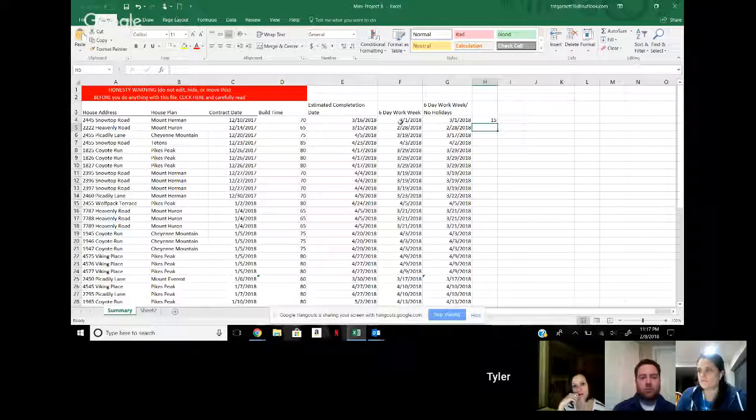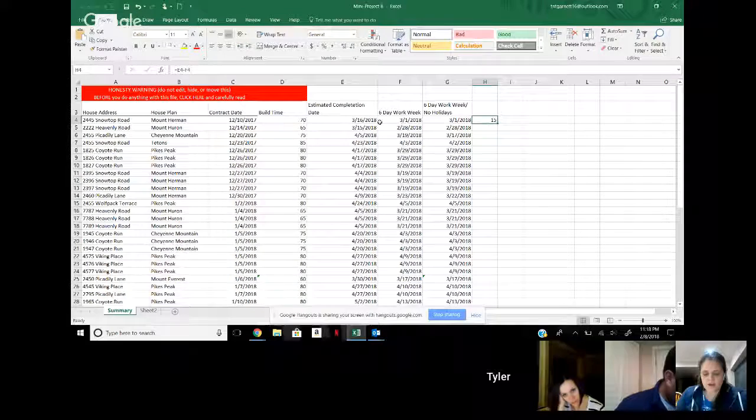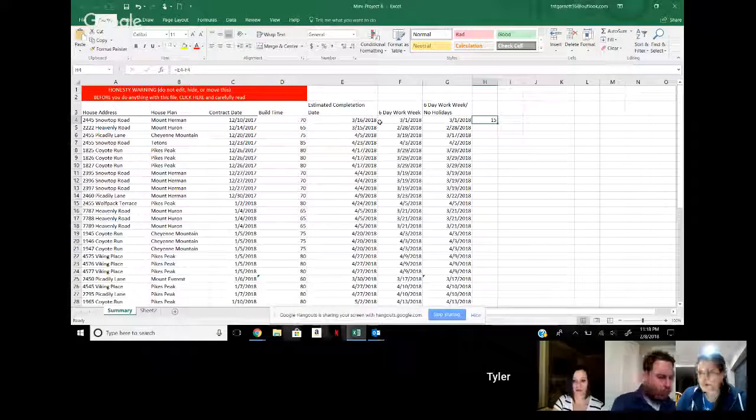So what if you don't want it to count weekends? Well, if you didn't want to count weekends, then you would use your workday formula. So you would still just do equals workday and then E4 minus F4? Oh, you're talking about the second column?